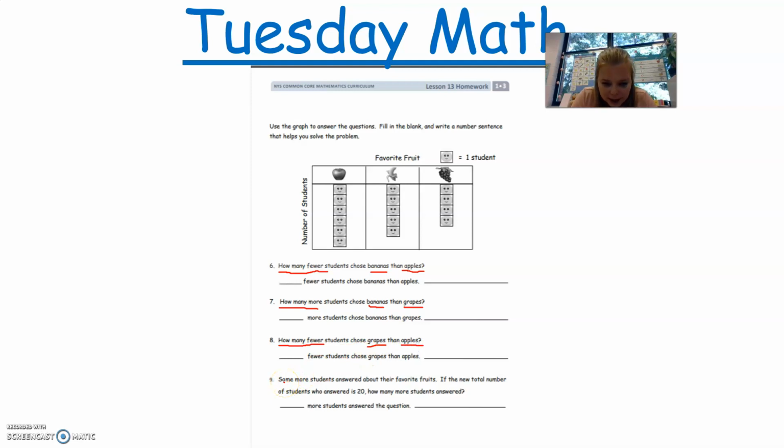And then this one says, some more students answered about their favorite fruit. If the new total number of students answered is 20, how many more students answered? This one's kind of a bonus question because this one's really, really tricky. So this one's a bonus question, okay?